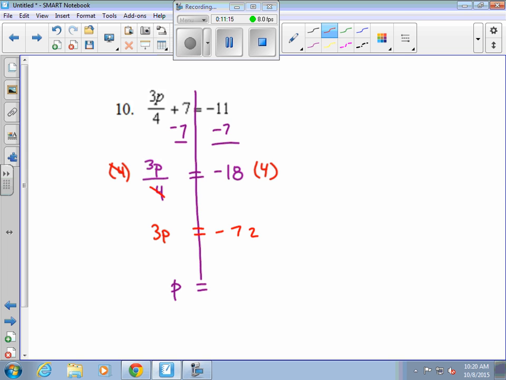Then get p by itself by undoing 3 times p. Divide by 3. Do it to the left. Do the same to the right. 3 goes into negative 7, negative 2 times, and there's 1 left over. 3 goes into 12 4 times. So p equals negative 24. A negative divided by positive is a negative.